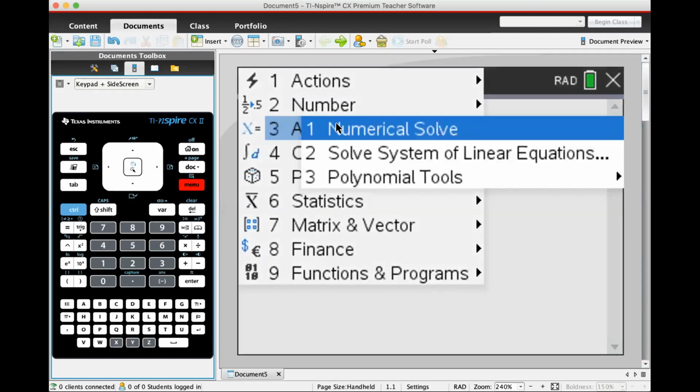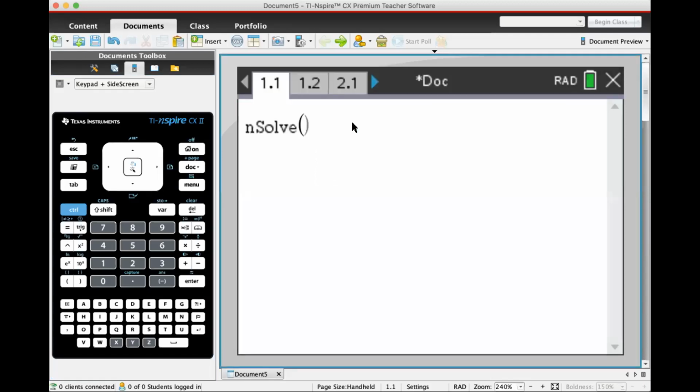The algebra of your non-CAS has got these three options: the numerical solve, the solving system of linear equations, and polynomial tools. Let's look at each of them. The numerical solve, when you use that option, starting from any simple equation, x plus 3 equals, let's say, 7, you have to put a comma x. That literally is the syntax for every TI app, even other models of the TI. So something as simple as this can be solved using the numerical solve.